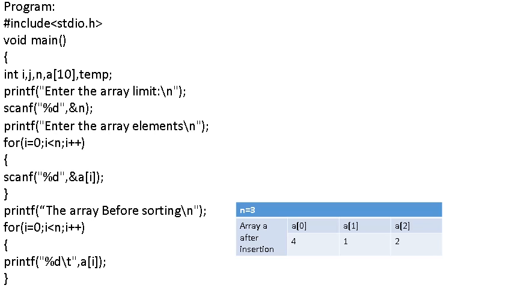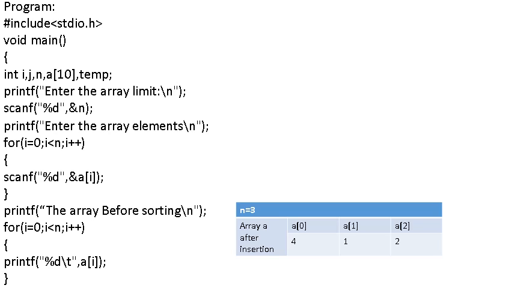I have made use of another variable, temp, a temporary variable, to swap the elements. I need a temporary variable, and for that purpose I am using the variable temp. Next, enter the array limit, that is the number of elements to be inserted in the array.